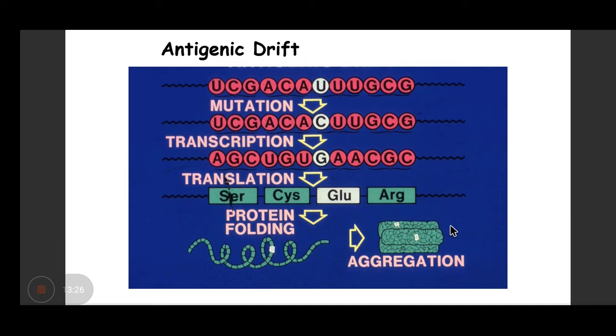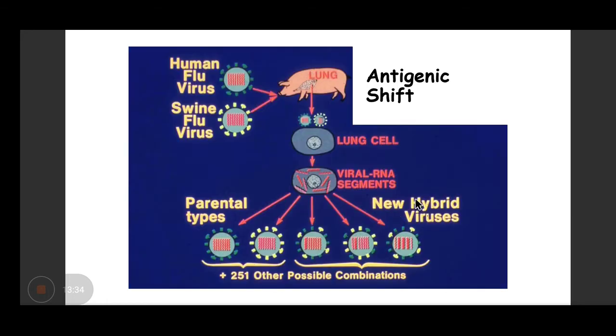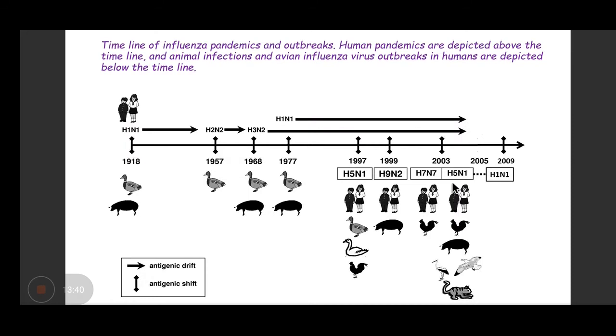It results in antigenic drift. Drift means the virus is slowly changing over time because of mutation. Antigenic shifts are sudden; they appear suddenly out of the blue. So because of this antigenic shift and antigenic drift, the influenza virus keeps on changing.